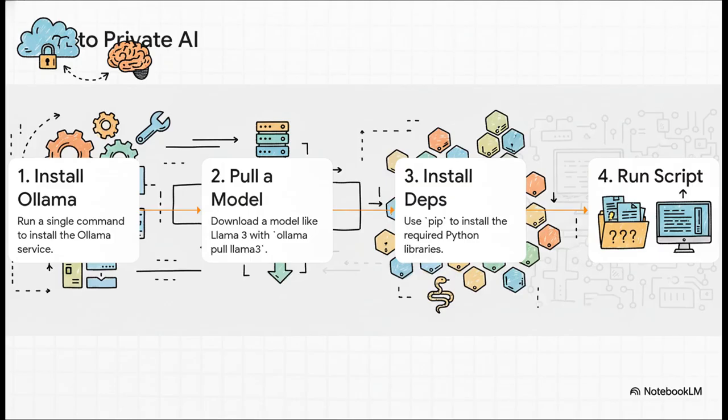And that's really all there is to it. Seriously. 1. Install Ollama with a single command. 2. Pull down a model like Llama 3. 3. Install a couple of Python libraries with pip. And 4. Run the script. In those 4 simple steps, you have your very own private knowledge assistant ready to go.